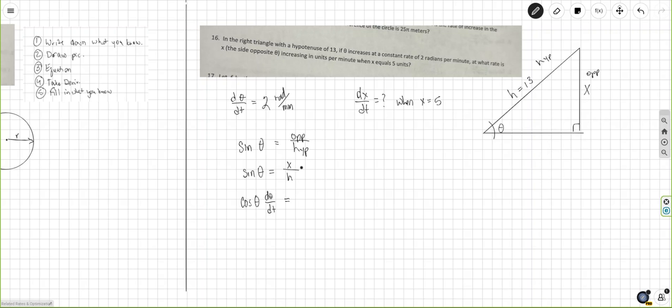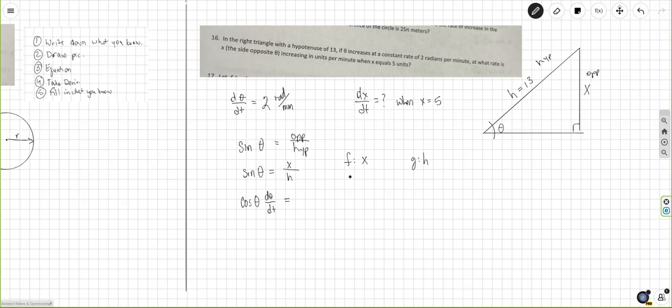All right, on the right side, I'm going to have to do quotient rule. Okay, so I've got x and h. What's the side? X is 5. Okay, so my f is going to be x, and my g is going to be h.